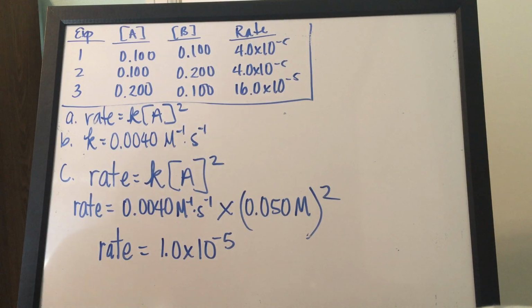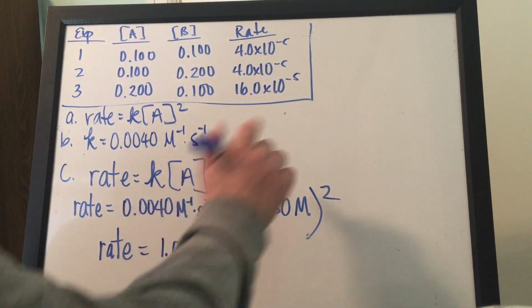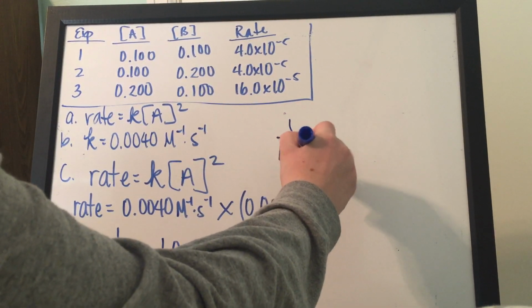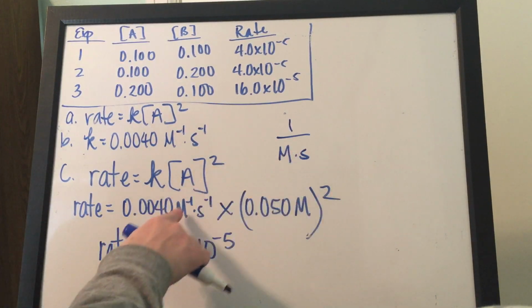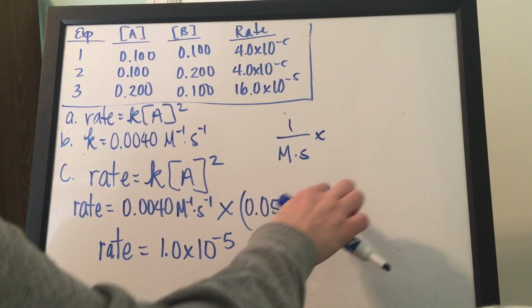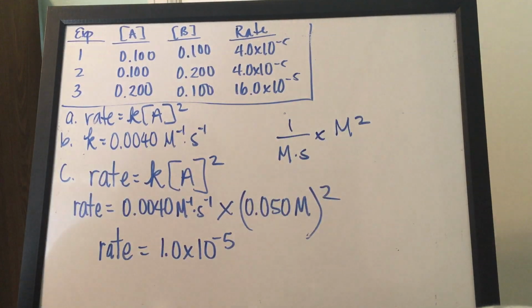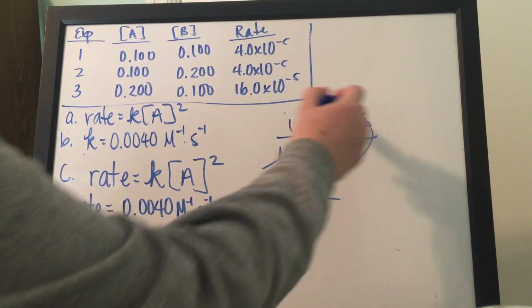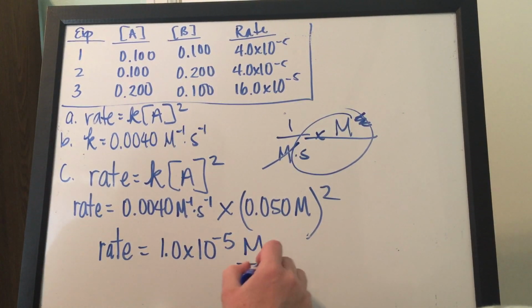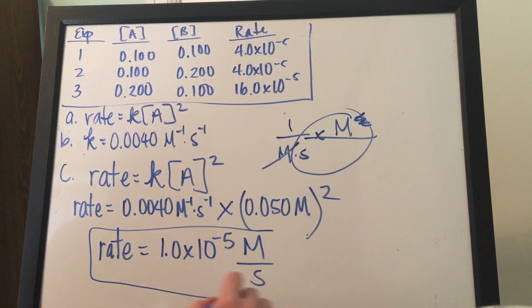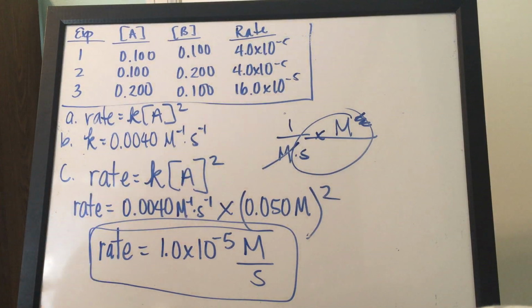And let's talk about our units for a minute. If this is easier for you to write like this, then that's fine. So it's this times molarity squared. And look what happens. Gone, gone. Units of molarity per second, which is in fact the correct unit for a rate. And there is the answer to letter C.